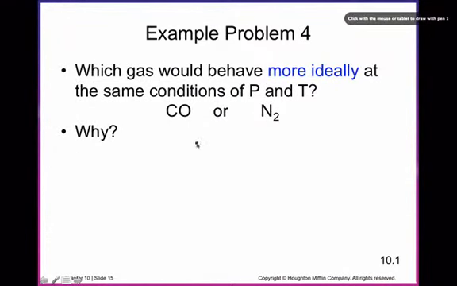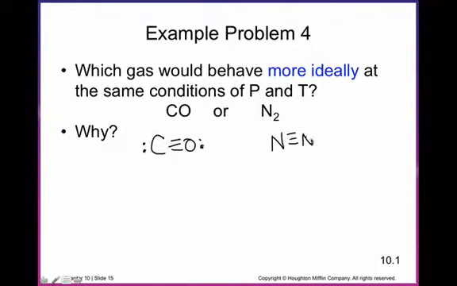All right, example problem 4. Which gas would behave more ideally at the same conditions of pressure and temperature? So we have carbon monoxide or nitrogen. Carbon monoxide, if we were to draw it, would look like this. Nitrogen again would look like this.